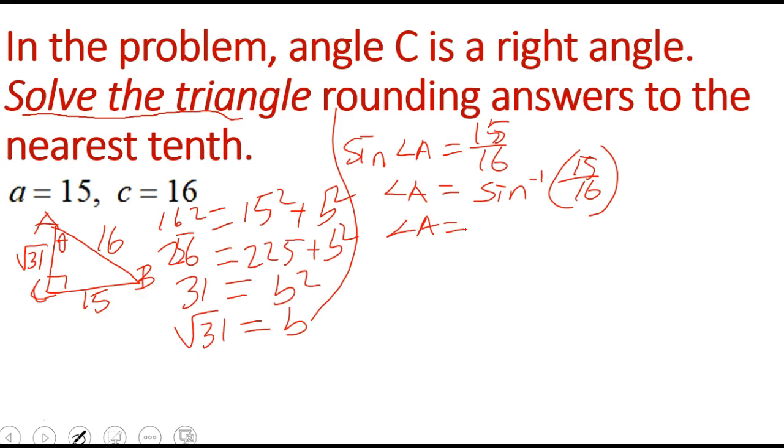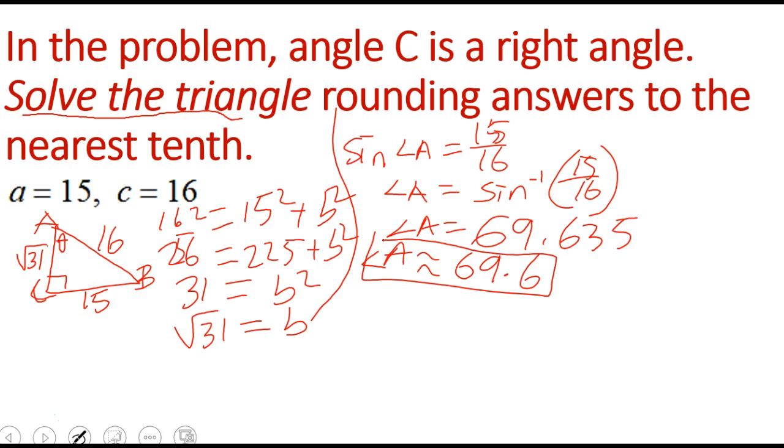That was second function of sine, and you do 15 over 16. Make sure your calculator is in degree mode, because the angle is in degree. So it's going to be about 69.635 and so forth. They ask us to round to the nearest tenth, so it's approximately 69.6.